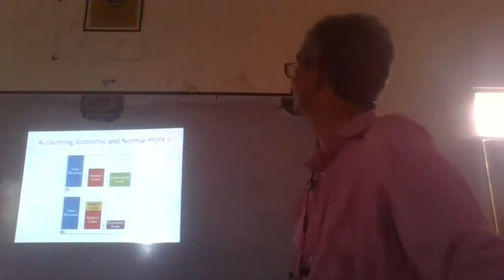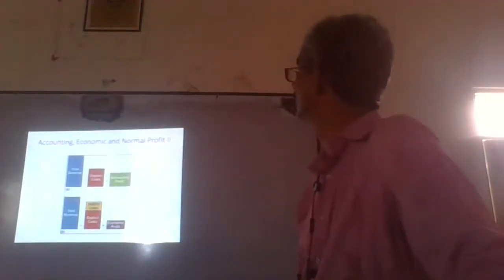You can see here, accounting, economic, and the normal profit. Total revenue minus explicit cost equals the accounting profit. Total revenue minus explicit and implicit cost equals the economic profit.